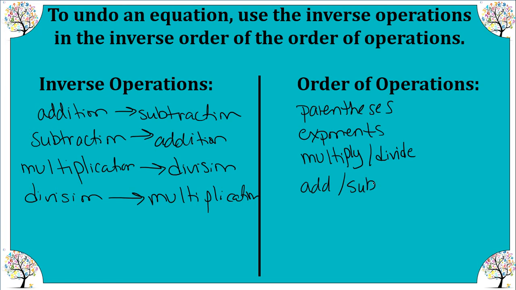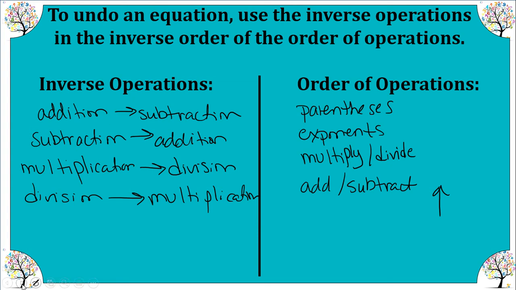Again, adding and subtracting are equal as far as order. It depends which comes first, from left to right in the equation. So here's the order of operations. But remember, when we solve an equation, we undo the equation by working backward. So we will add or subtract first, multiply or divide next, and so forth. And the way we will undo these operations is by applying the inverse.